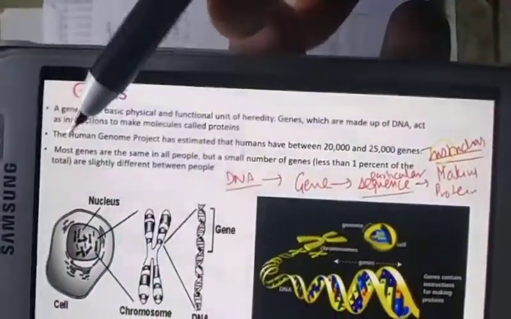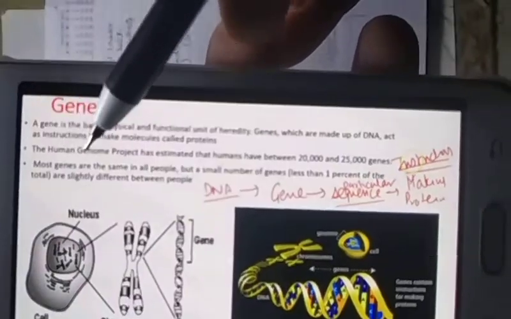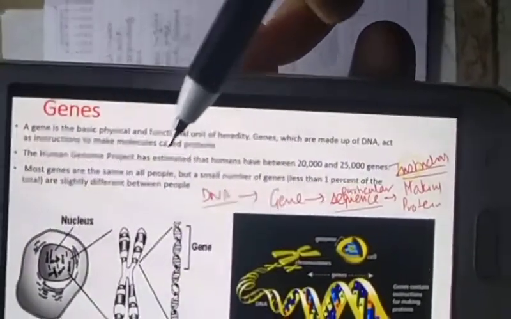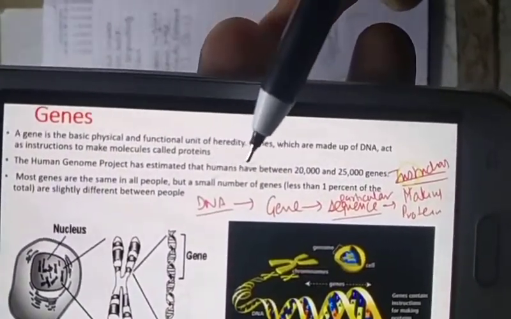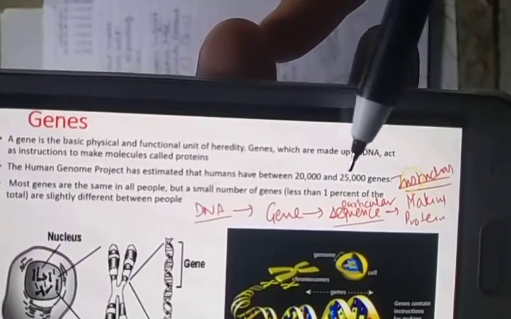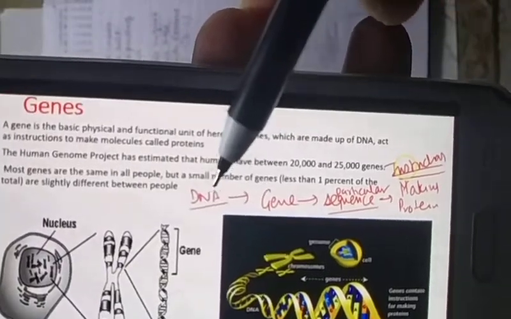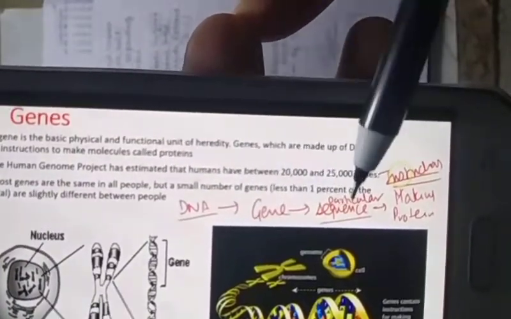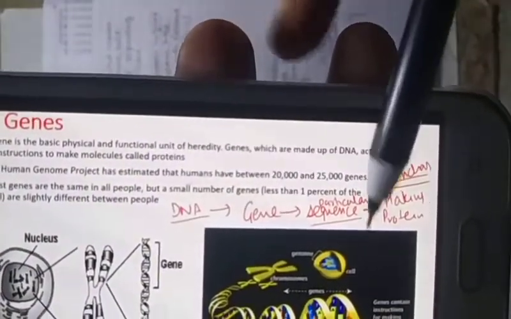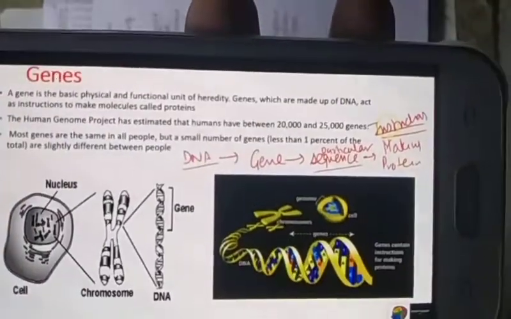Here just some points have been mentioned. The Human Genome Project has estimated that humans have between 20,000 and 25,000 genes. You just zoom in and learn. Here also it is written: DNA contains genes, a particular sequence, instructions for making proteins. Genes are used to give the instruction to make the protein, which contains the characteristics of parents.